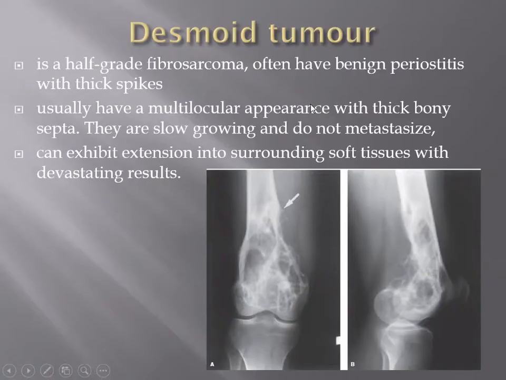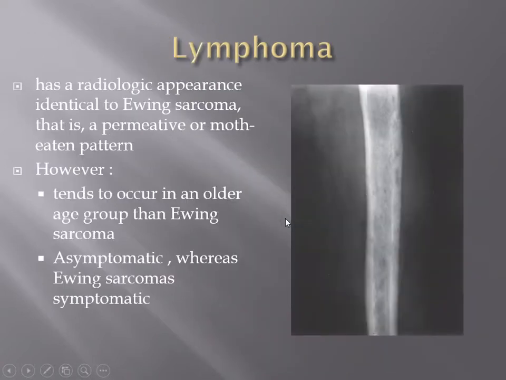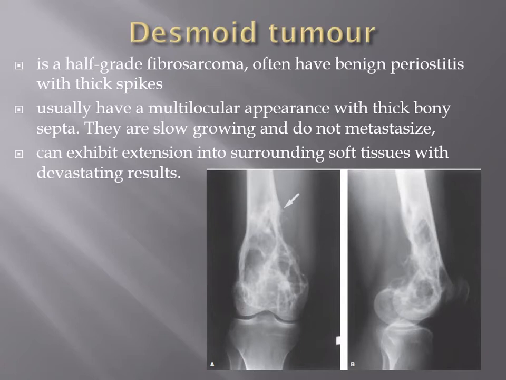Very narrow zone. Desmoid tumor, they said, is a grade of fibrosarcoma. They also have benign periostitis with thick spikes. It gives a multilocular appearance with thick septa. They are very slow growing as well, and they do not metastasize. However, sometimes, just as in this case, we see a Codman triangle suggesting that this lesion is more aggressive. So you can see there are both benign and malignant features, because it's a low grade sarcoma.